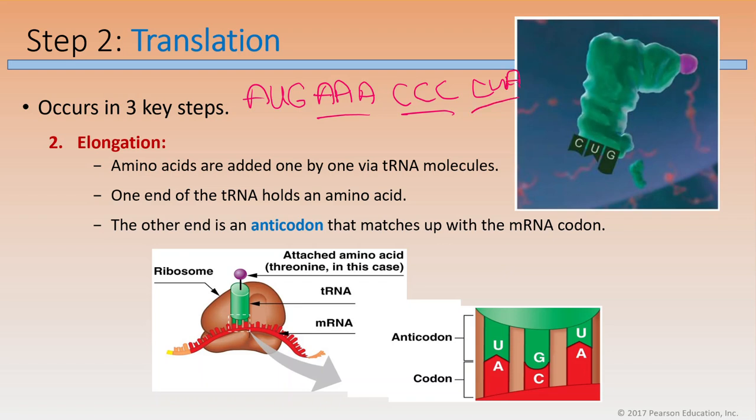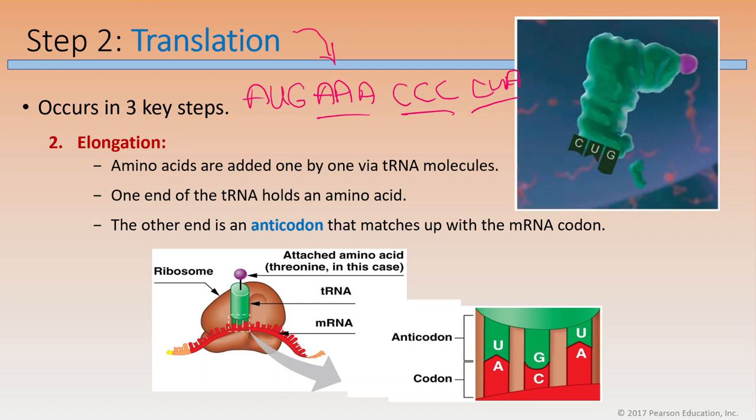Okay? It continues that way, coding for amino acids. That is your elongation. One end of the tRNA holds an amino acid. The other end of the tRNA molecule is going to be able to read the complementary bases. So the tRNA molecule that is holding the amino acid that corresponds to AAA will attach to the ribosome, adding in that amino acid. Okay, that is known as an anticodon because it's going to hold the opposite letters that code for that amino acid.